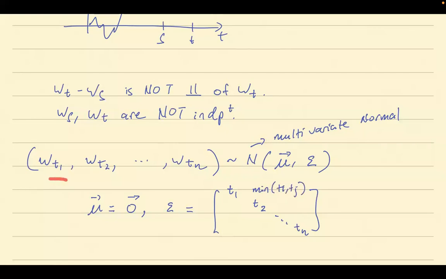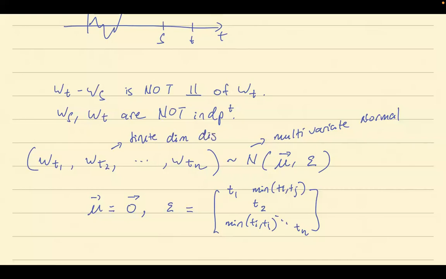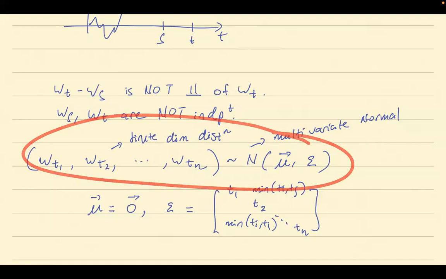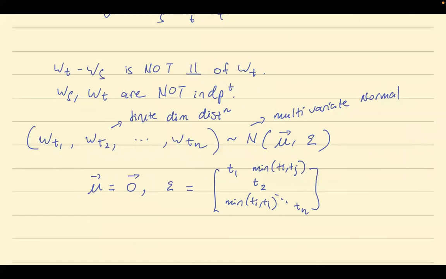Okay, because we don't assume that these T's are increasing. If they're increasing, then you can feel it even more easily. But basically, this is the covariance matrix of the Brownian motion finite dimensional distribution. So that completely describes Brownian motion joint distribution for you. Okay. Any question?